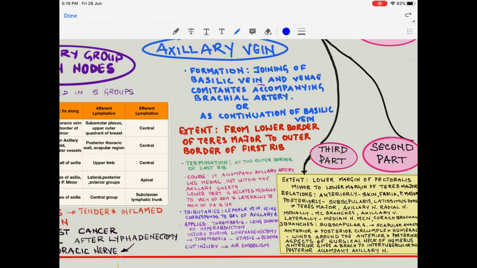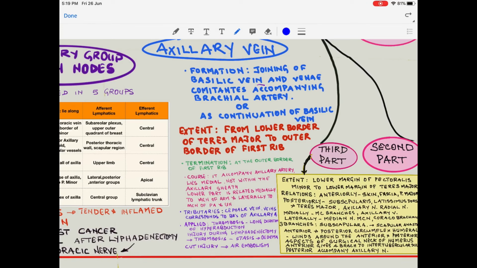Lower part of axillary vein is related to the medial cutaneous nerve of arm and laterally to the medial cutaneous nerve of forearm and ulnar nerve. Tributaries: cephalic vein is the largest tributary. Other tributaries are the veins corresponding to the branches of the axillary artery.